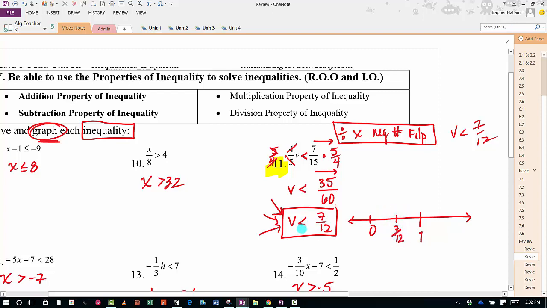It is a less than sign, which means it doesn't have the equal sign underneath, so it's going to be an open circle. So let's read this now, and I like to say that v is my solutions. So my solutions are less than 7/12, so meaning less than, I'm going to graph to the left this way. So that would be the graph of that one.